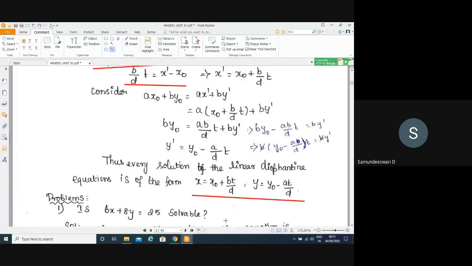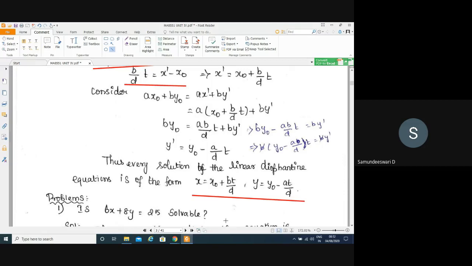Using that particular solution, write down the general solution of your linear Diophantine equation. By using this formula, the general solution is x equal to x naught plus bt by d, y equal to y naught minus at by d. In that, t is an arbitrary integer. If you put different values for t, we get an infinite number of solutions for that Diophantine equation. Okay, so this is a theorem. Using this theorem, I am finding the solution of linear Diophantine equations.